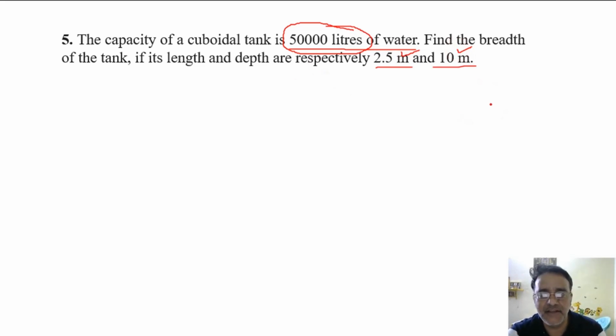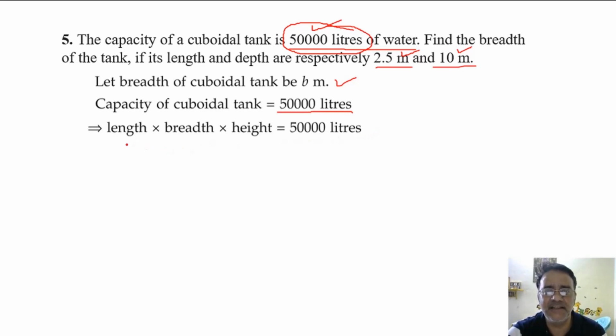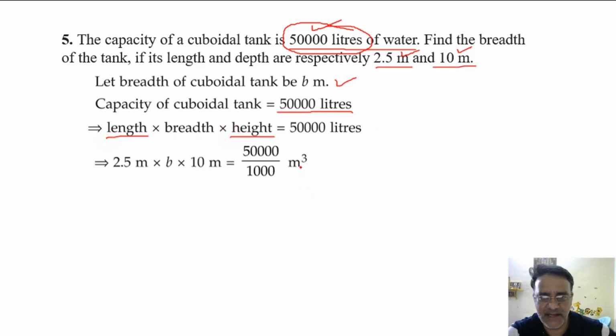So we need to convert liter into meter cube. Just now we have seen, 1 meter cube is equal to how many liters? 1,000 liters. So if you want to convert it into meter cube, you have to divide it by 1000. Okay, so let us start. Let the breadth of the cuboidal tank be B meter, and the capacity of the cuboidal tank is given as 50,000 liters, right? So length into breadth into height is equal to 50,000 liters, and length is given 2.5 meter and depth is given 10 meter. Okay, and in the same step we are converting liter to meter cube.